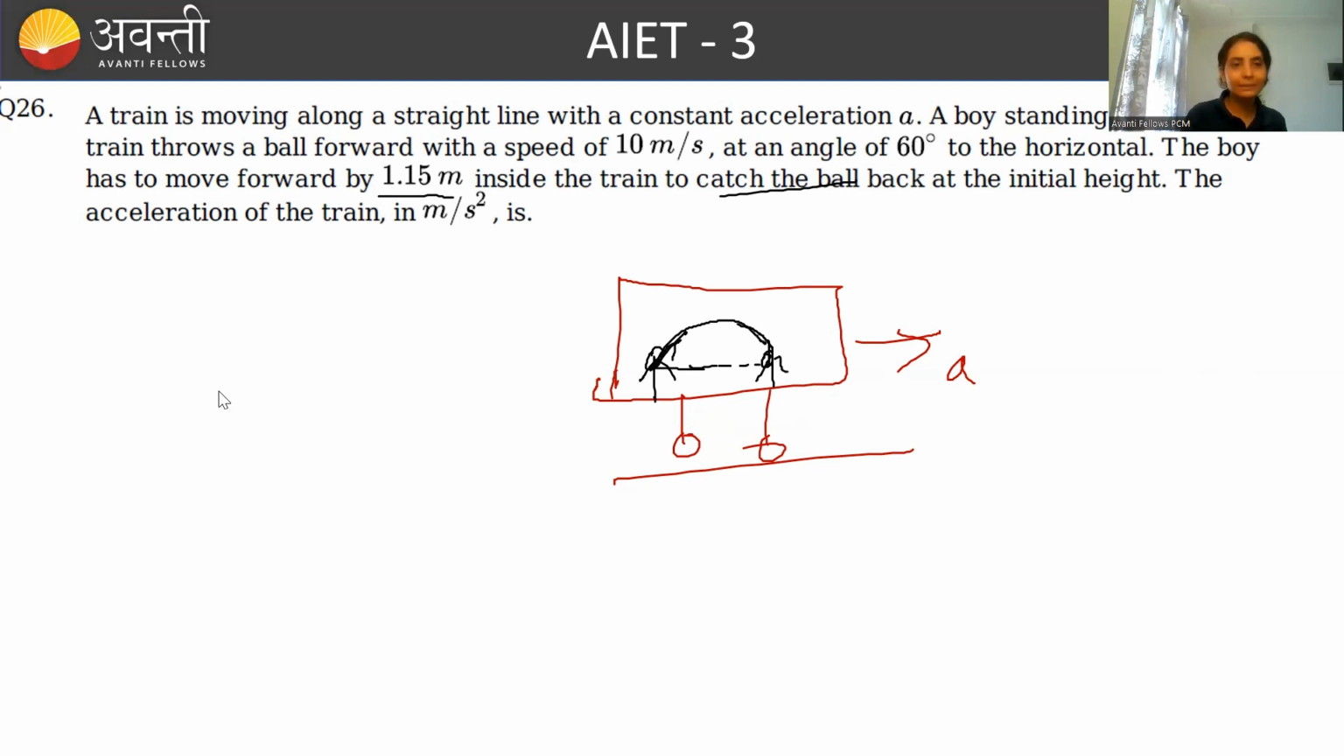So how much distance does he need to move forward? 1.15 meter. The question is: what is the acceleration of the train? Just imagine, let's first make it simpler. Suppose this person is standing on the ground.